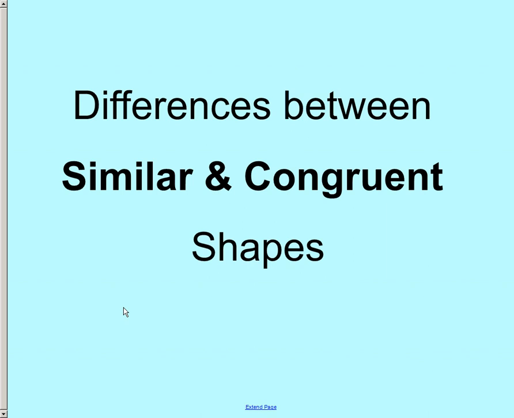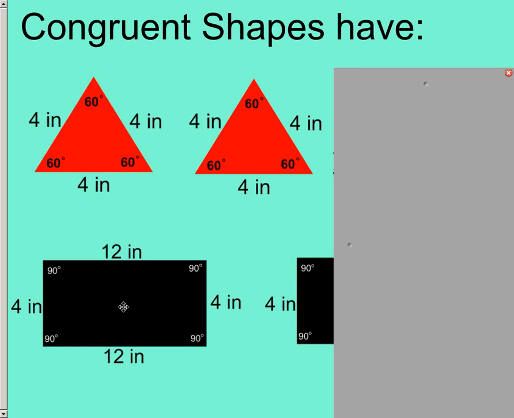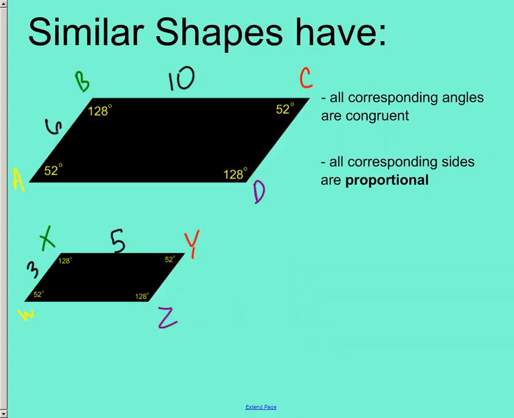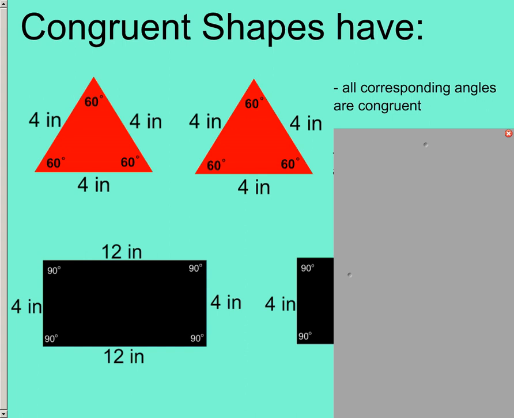What's the difference between similar and congruent shapes? Well, first off, congruent shapes are exactly the same size. And there are two very significant and very special properties when they're the same size that make it easy to see. First off, all the corresponding angles are congruent, okay?